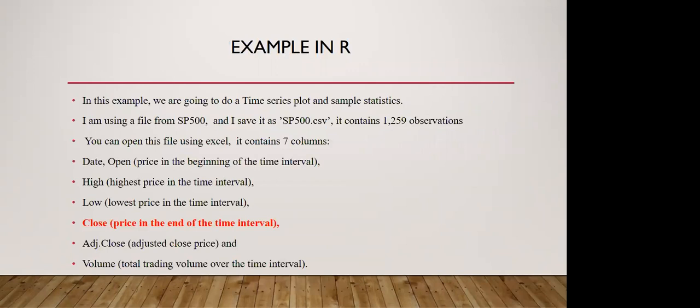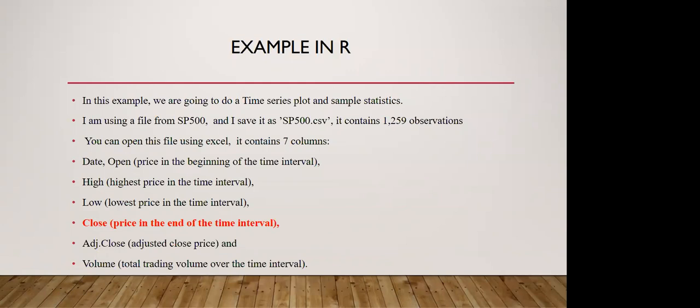So this is the example we're going to be going through, where I'm using the S&P 500. With the S&P 500, we're going to be focusing on the close price. That's why I highlighted it in red. I saved the data set as an S&P 500 CSV, and it contains 1,259 observations.